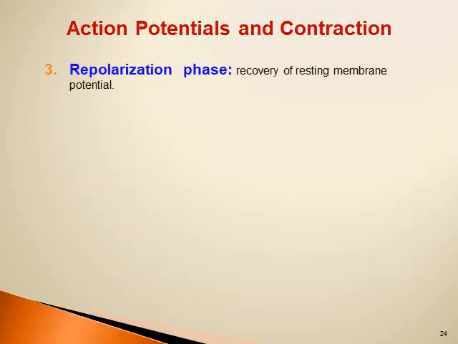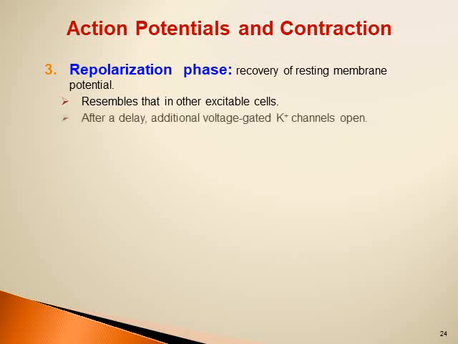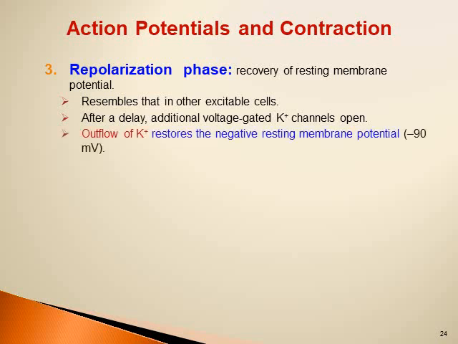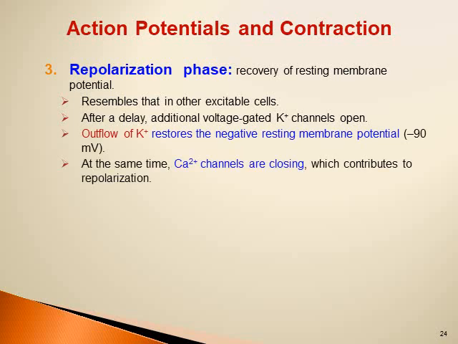The repolarization phase is the recovery of the resting membrane potential. It resembles that in other excitable cells. After a delay, additional voltage-gated potassium channels will open. Outflow of potassium restores the negative resting membrane potential back to minus 90 millivolt. At the same time, calcium channels are closing, which contributes to repolarization.